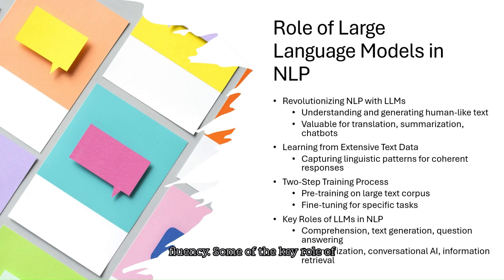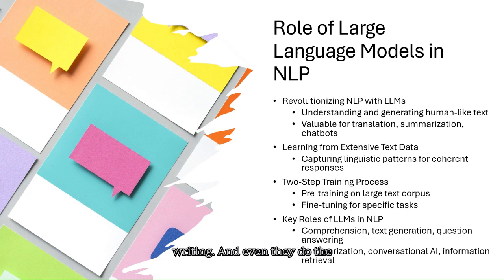Some of the key roles of large language models in NLP are that they can comprehend nuances of human language, making them adept at tasks such as sentiment analysis, entity recognition, and language translation. They can also generate text. Large language models excel at generating coherent and contextually relevant text. This capability is invaluable for content generation, chatbots, and automated writing.